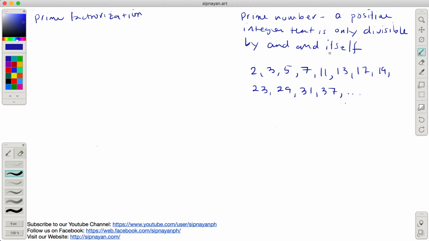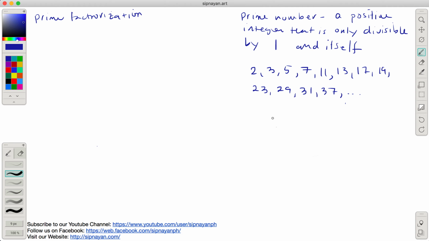Ang ibig sabihin ng 1 and itself, for example, sa 7, ano bang pwede mo i-divide sa 7? 1 lang, tsaka 7, wala nang iba. Bakit hindi prime number ang 9? Kasi, more than 2 ang kanyang divisors. Again, pag prime numbers, dalawa na yung divisor niya, by 1 and itself. Pag 7, ano ba pwede natin i-divide sa 7 na walang remainder? 1 lang, tsaka yung itself.